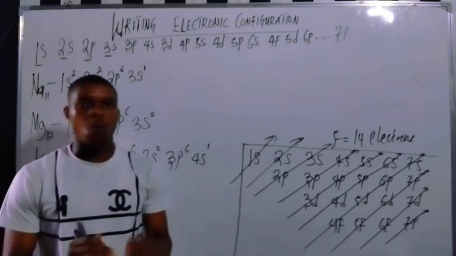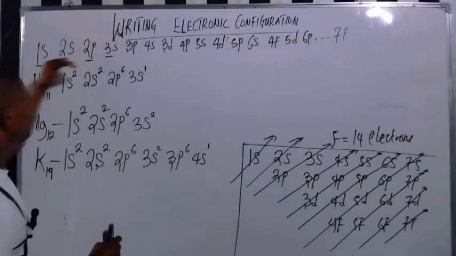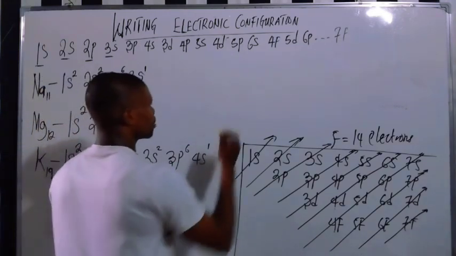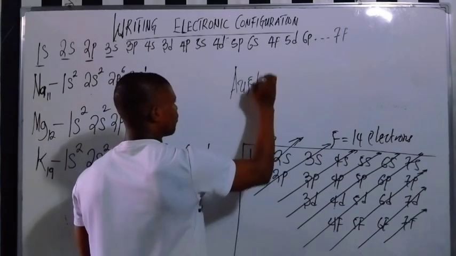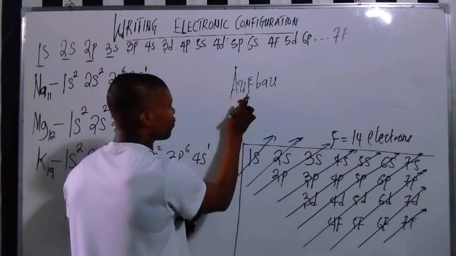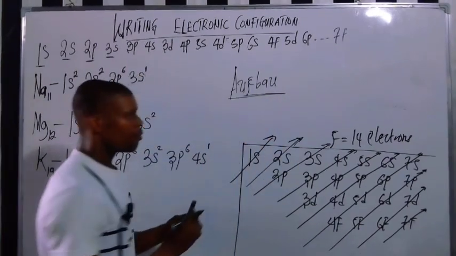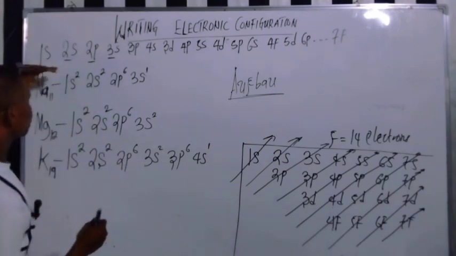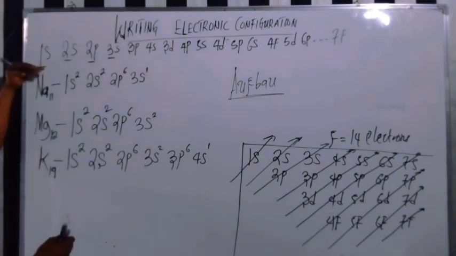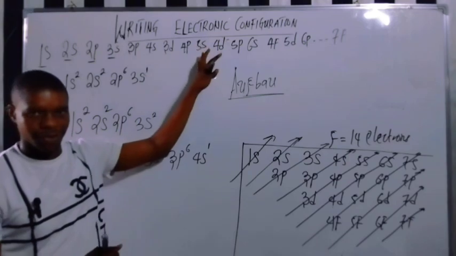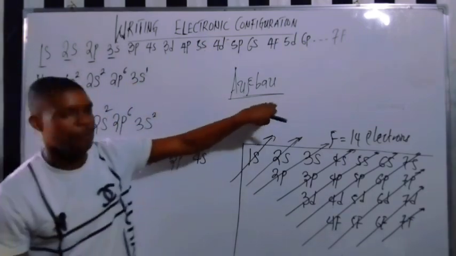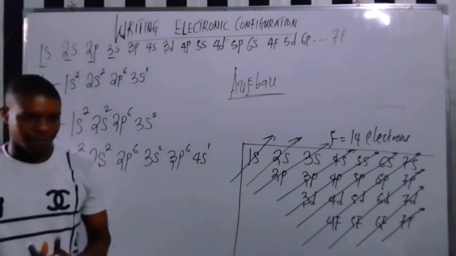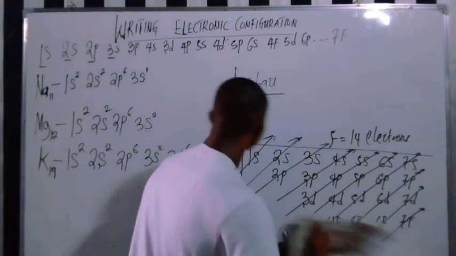So if they ask you in the exam, what guides the writing of electronic configuration is called the Aufbau principle. It's called the Aufbau principle. Now, what is the Aufbau principle? The Aufbau principle states that electrons must occupy the lower energy orbitals before moving to the higher ones. So please take note of this because it normally comes out in the exam. This is what guides the writing of electronic configuration. So with that said, let's continue.